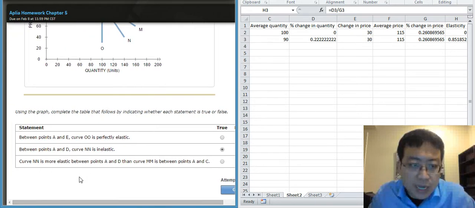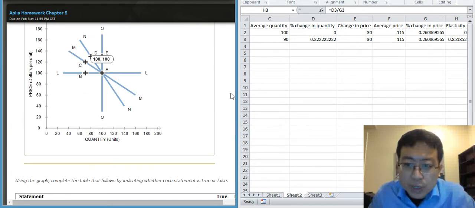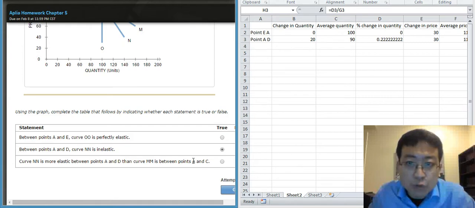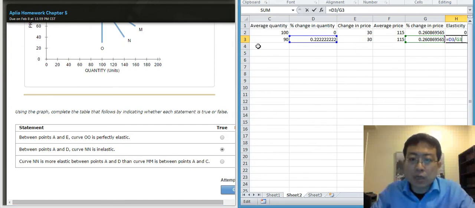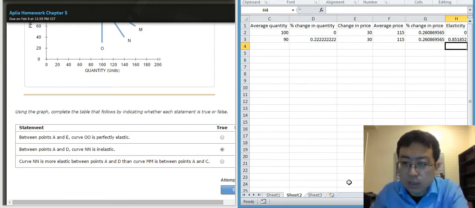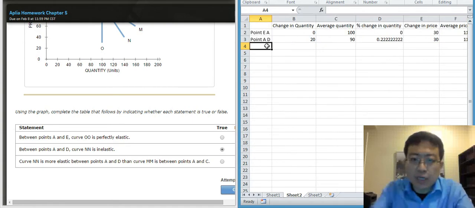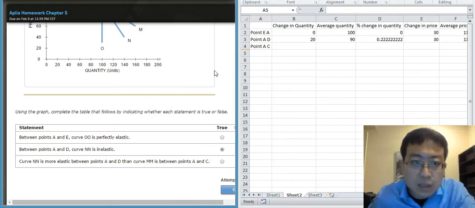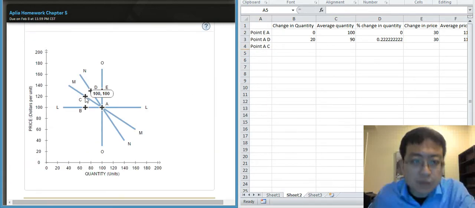All right, last one. Curve NN is more elastic between point A and D than curve MM between point A and C. So we know the elasticity between point A and D, and next we need to look for the elasticity between point A and C to make a comparison. So last one over here, point A and C. Where's our C? C is right here.